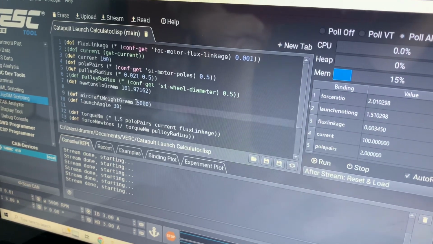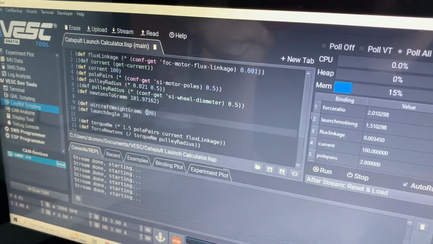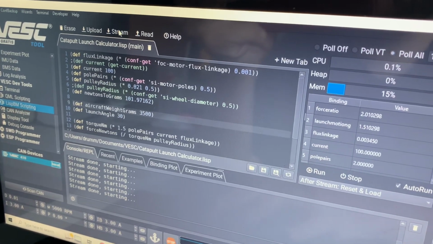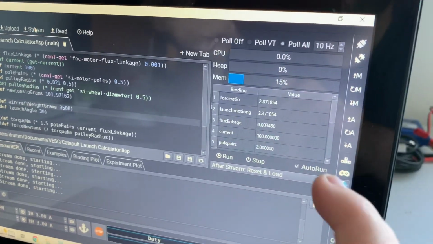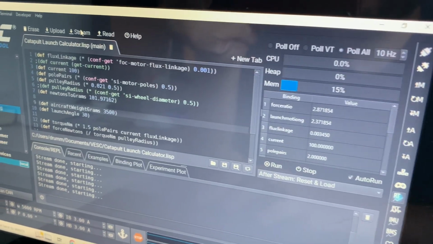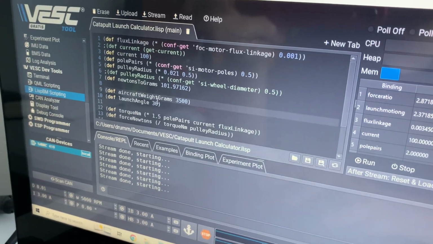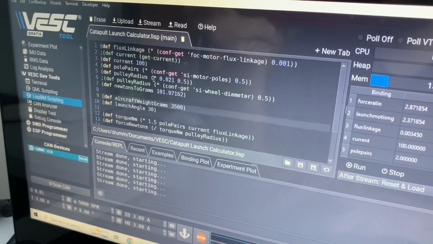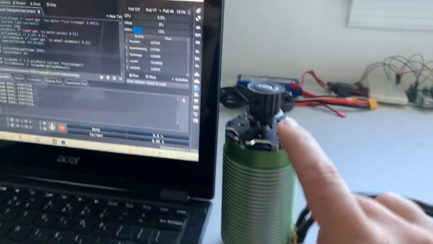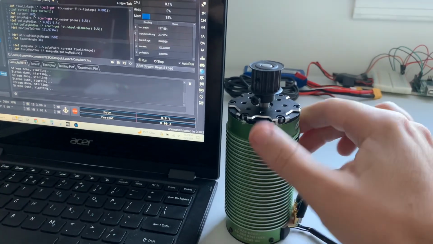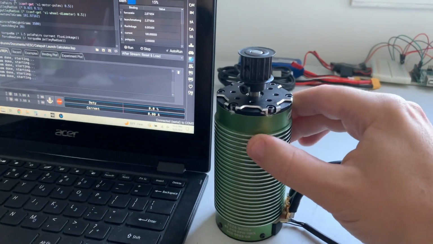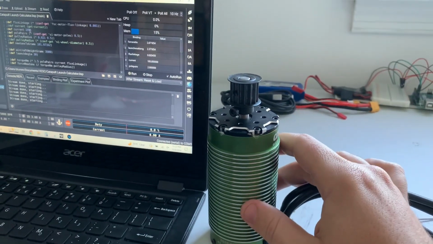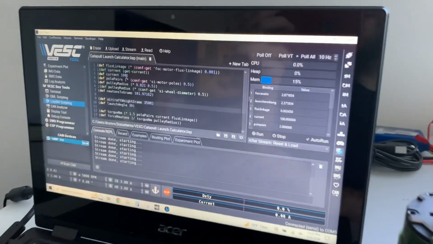If I wanted to find around 2 G, I'm just going to guess here, maybe 3,500 grams, a little over 2 G's, 2.3 G's, launch angle 30 at 3.5 kilogram launch weight with 100 motor phase amps. And it could probably even go higher, because it would only be experiencing that current load on this motor for maybe a few seconds.